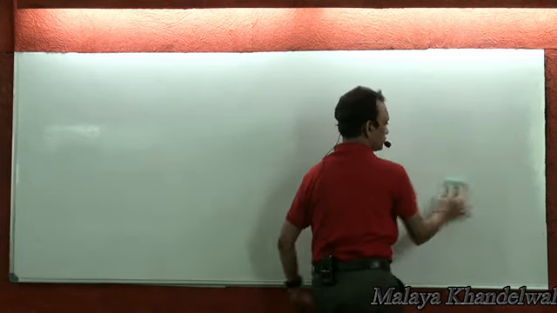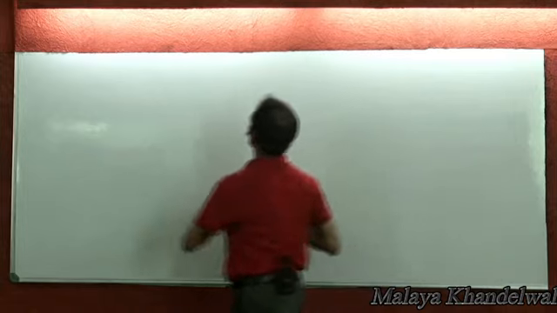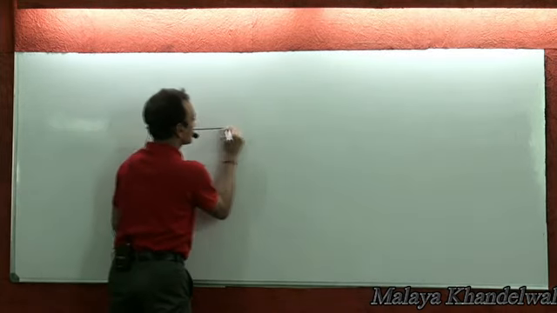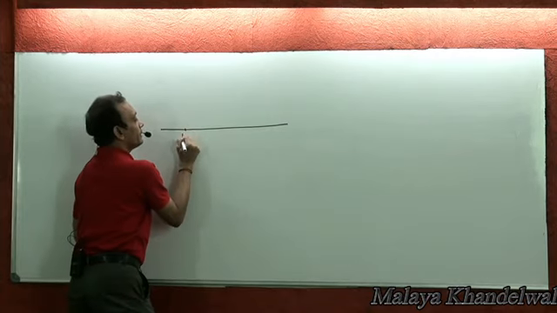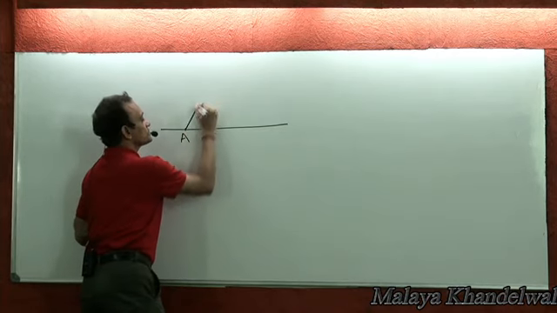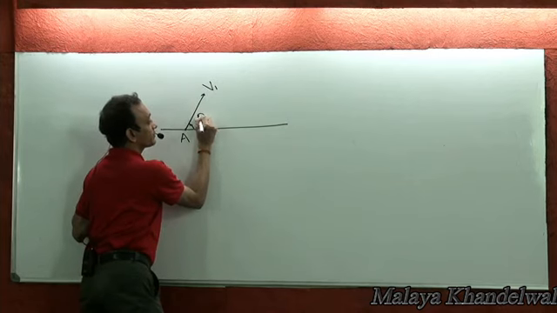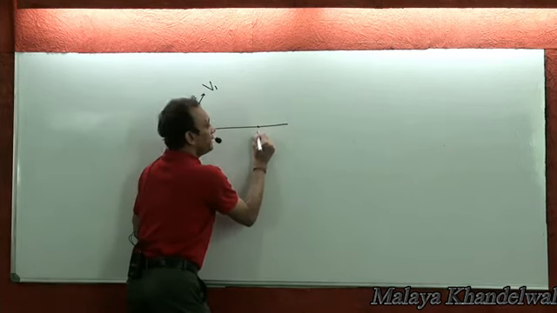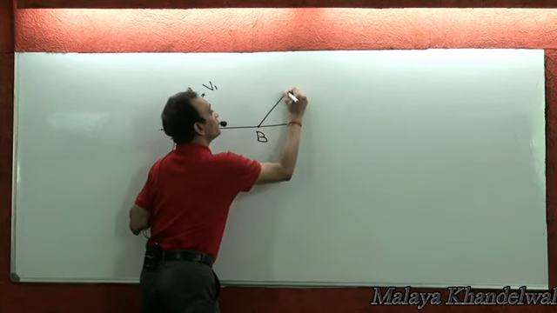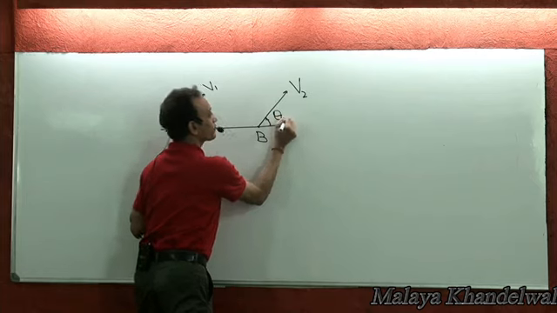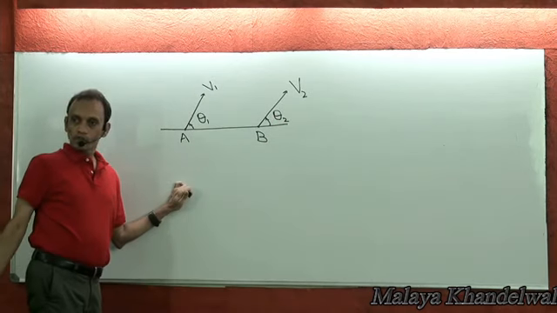Now, suppose A had a velocity, say v1 like this, at an angle theta 1, and B had a velocity v2 like this at an angle theta 2, say, right?